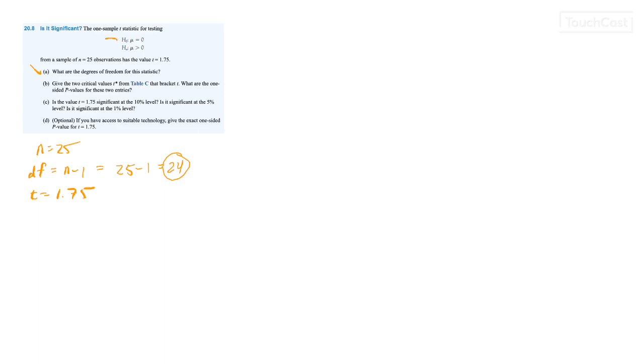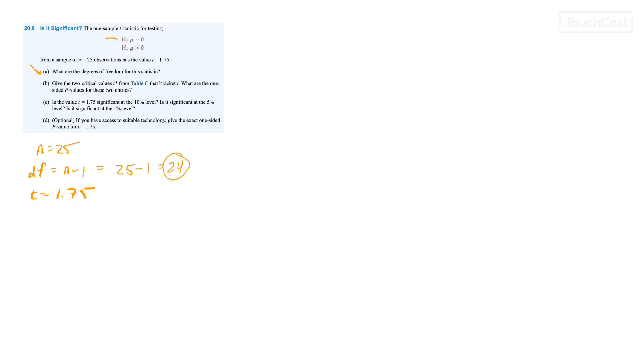So now part B asks you to give two critical values t* from table C that bracket the t. So in other words, they want to know where t lies between. What two t star values does this actually lie between? And what are the one-sided p-values for these two entries?